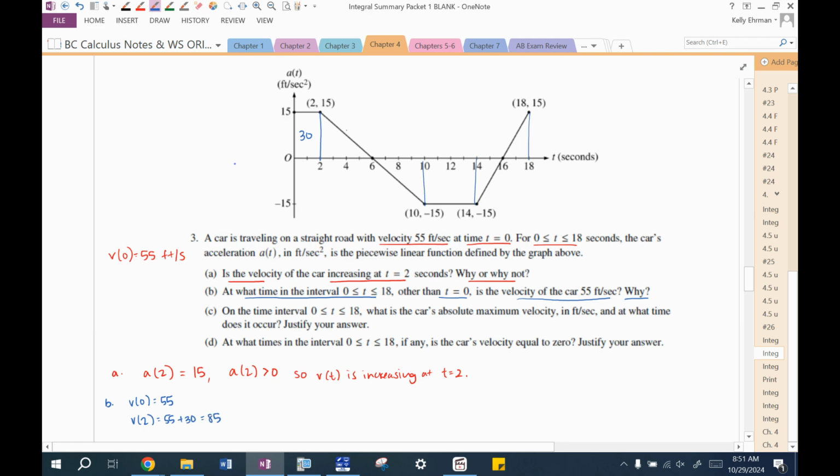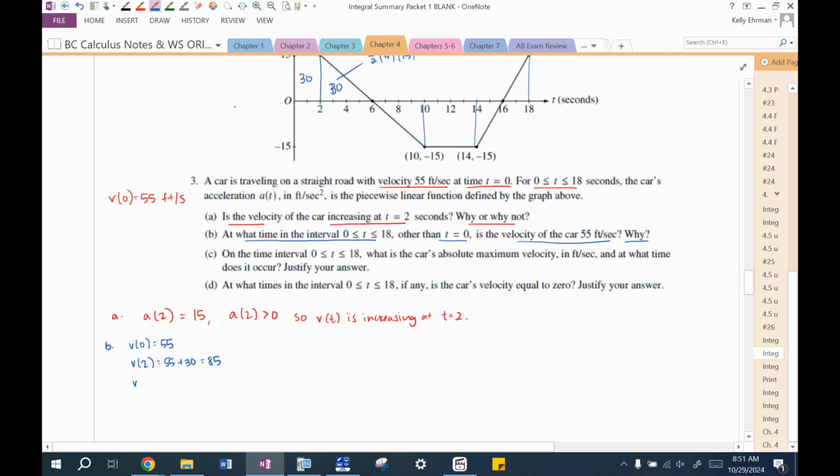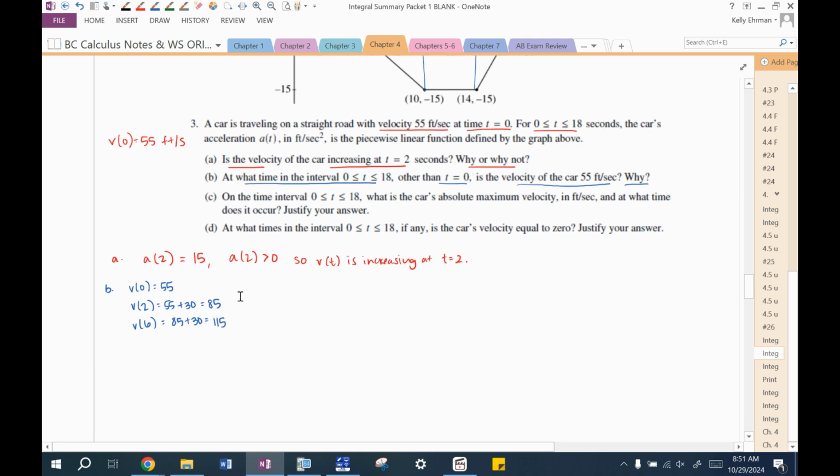And then what's this area? This is 1/2 times a base of 4 times a height of 15. Half of 4 is 2. 2 times 15 is another 30. So v of 6 is equal to 85 plus 30. So let's see, 80 plus 30 is 110, plus 5 is 115. All right, and then, wait, did I do my math correctly on that? 115? Yeah, I think so.